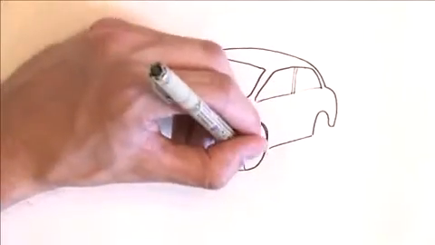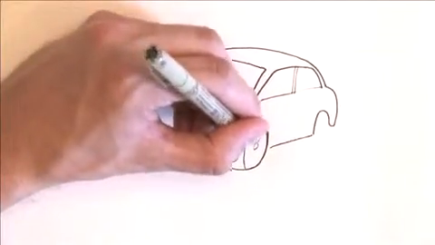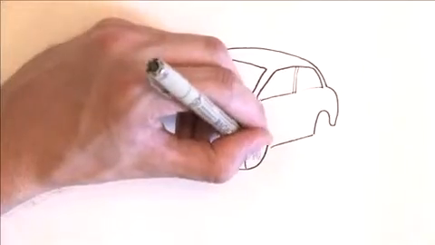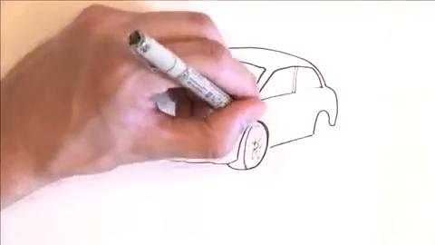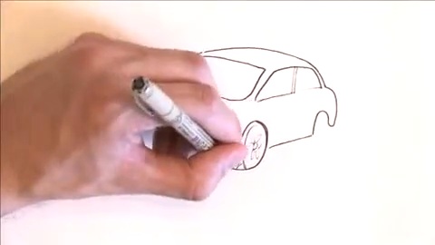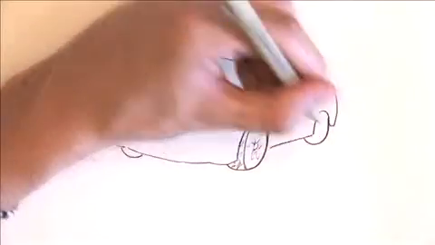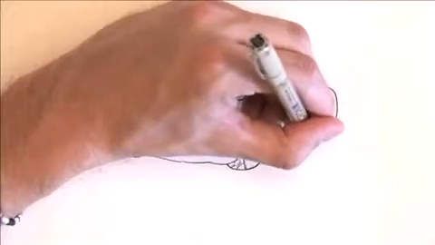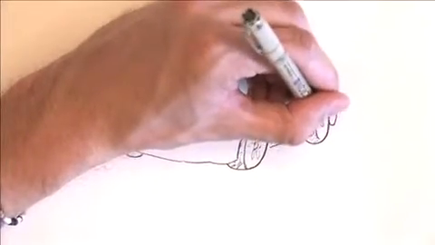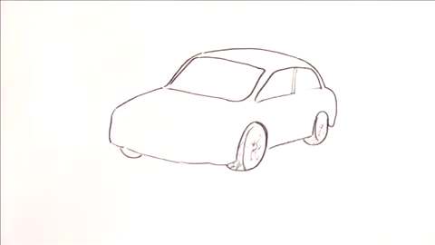Then if you want to, you can come in and draw the spoke situation, but this is basically the black rubber portion, just like that. And you'll come in and do the exact same thing over here. Black rubber portion, spokes, and that is how that will look.